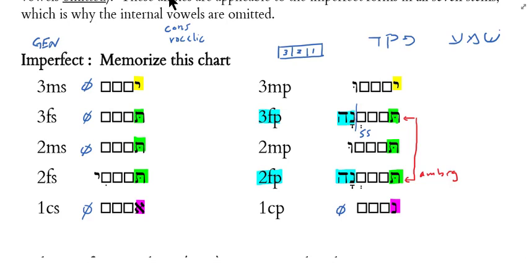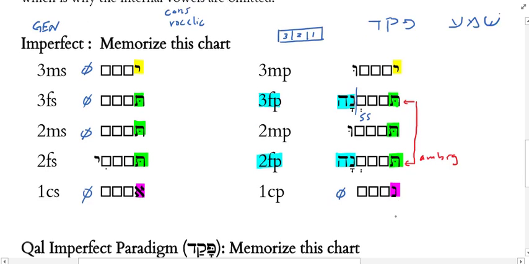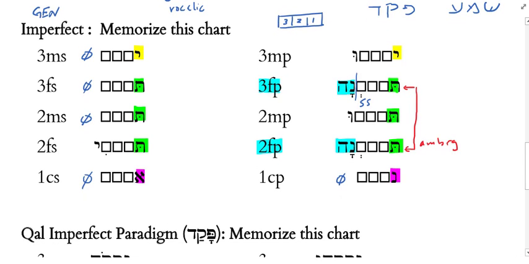There are only 4 imperfect prefix consonants. Yod, Tav, Aleph, and we've already seen Yod and Tav over here, Nun. Okay? So can I give you a little silly word to remember the 4 imperfect prefixes? Nun, Tav, Yod, Aleph. If I add these vowel points, what do you have? You have the word nutty.